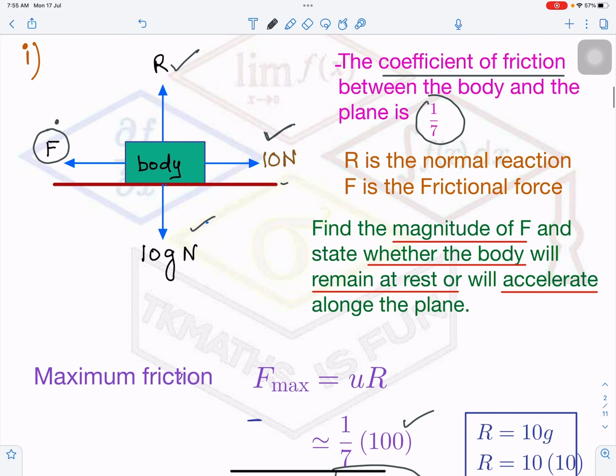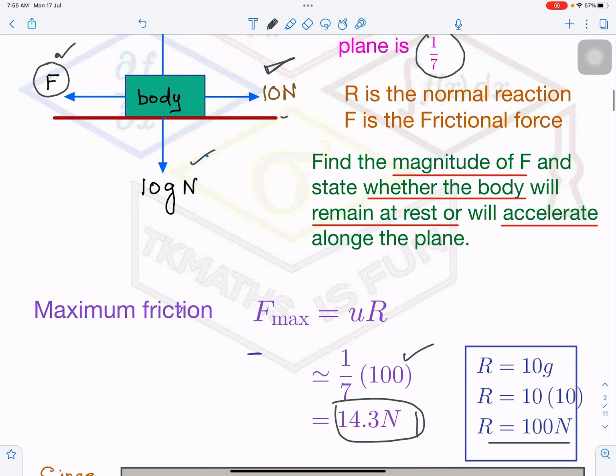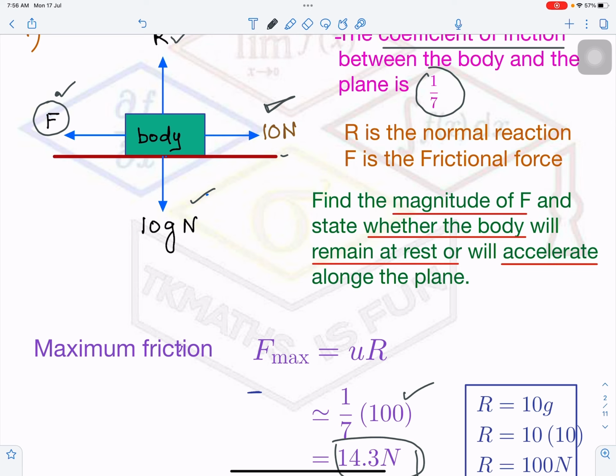But what is the force being applied here? 10 Newton only. It means the maximum frictional force is more, so the body will remain at rest. So what is the value or the magnitude of F in this case? Do you think the magnitude of F will be 14.3, which is the maximum frictional force? No, it will not be. Rather, it will be 10 in this case.